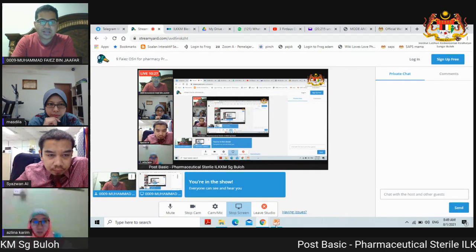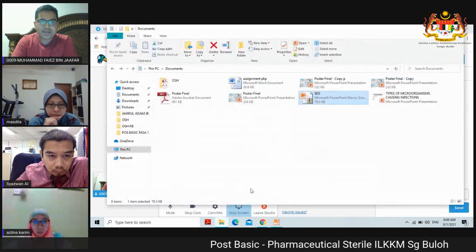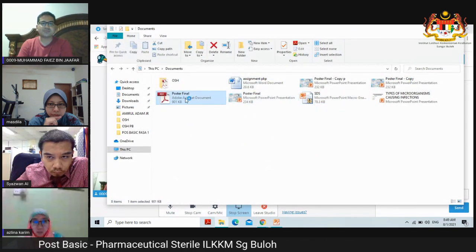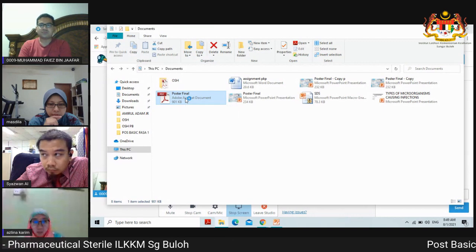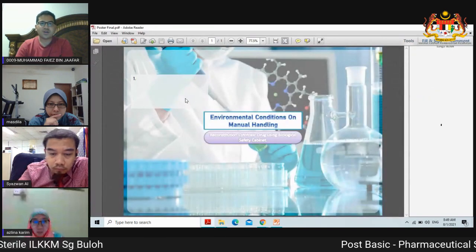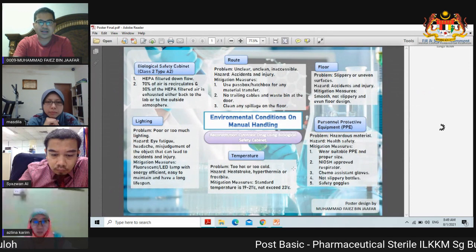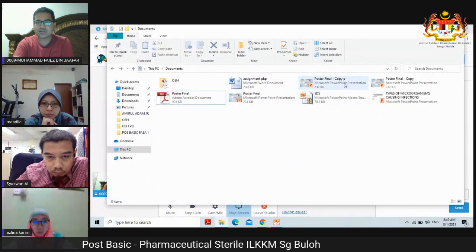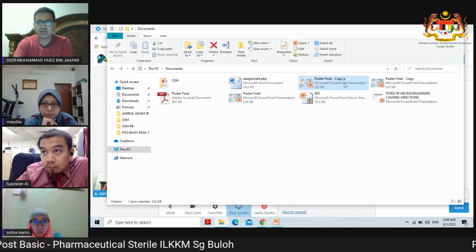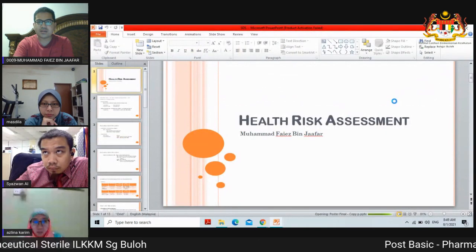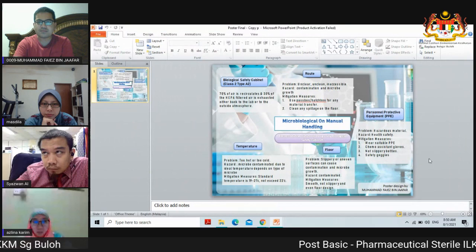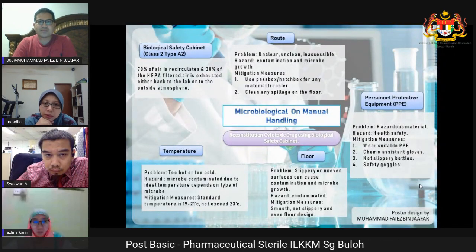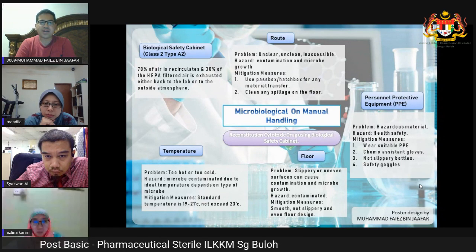No problem. Yeah. So yang seterusnya saya akan present mengenai poster saya. Okay, ini adalah saya punya poster microbiological on manual handling.